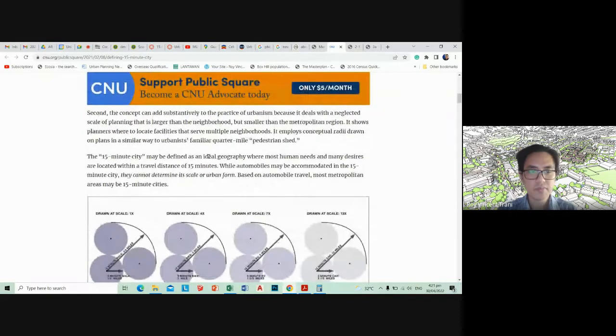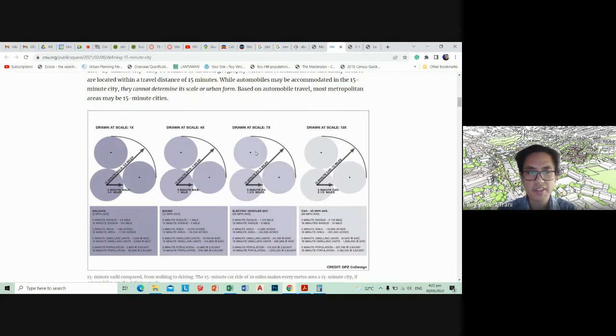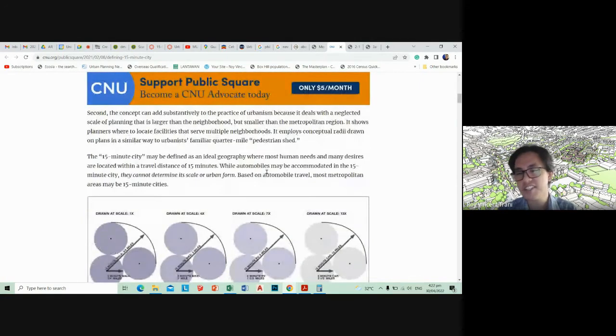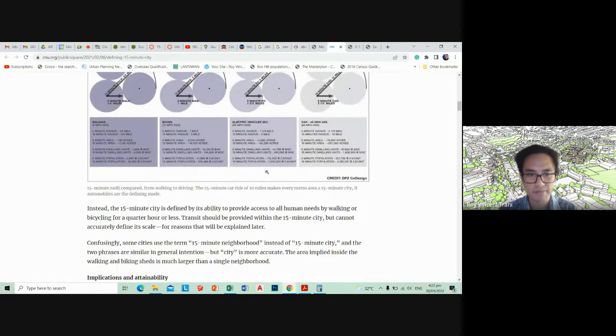So the 15-minute city may be defined as an ideal geography where most human needs and many desires are located within a travel distance of 15 minutes. While automobiles may be accommodated in the 15-minute city, they cannot determine its scale or urban form. Based on automobile travel, most metropolitan areas may be 15-minute cities. I think they're just saying to keep the cars out, or retrofit car-centric cities to accommodate cycling and walking.